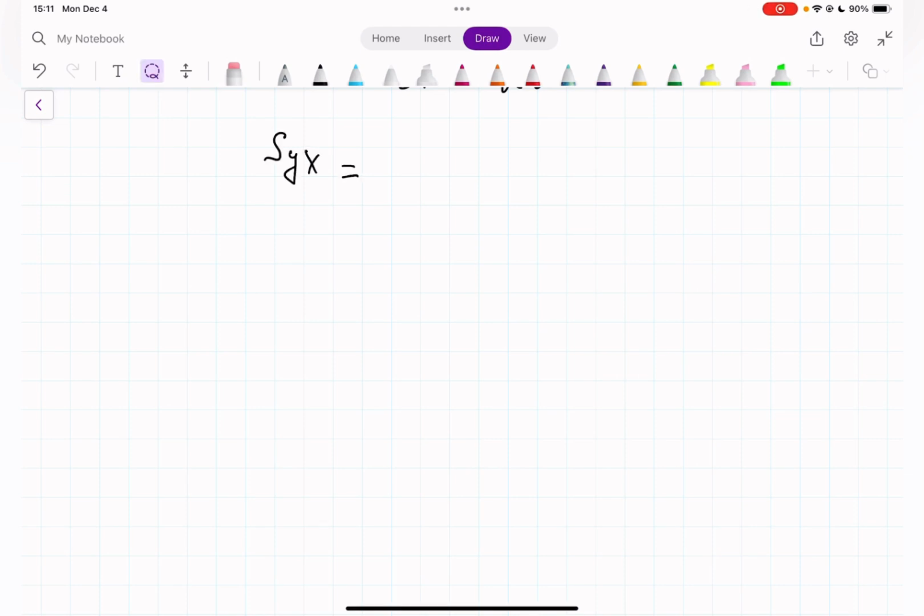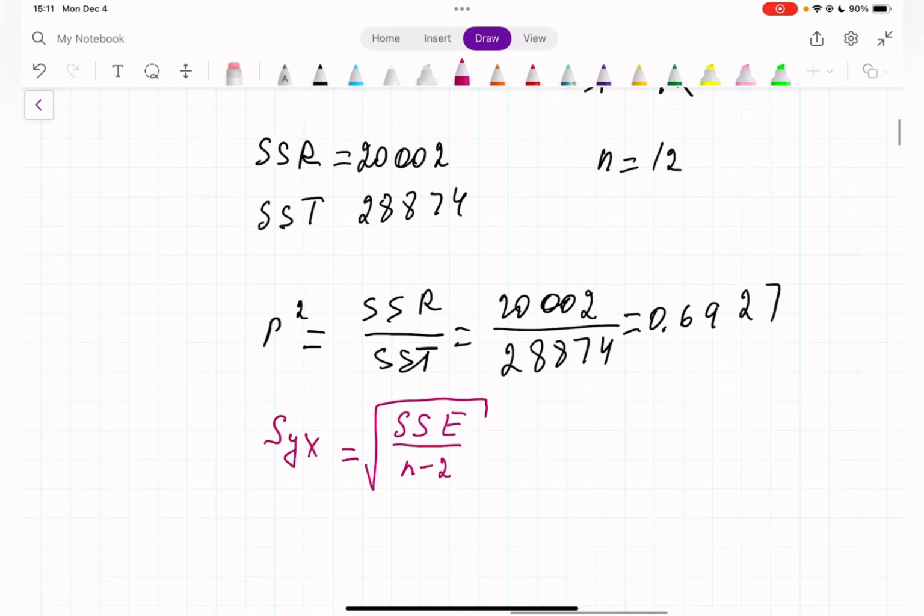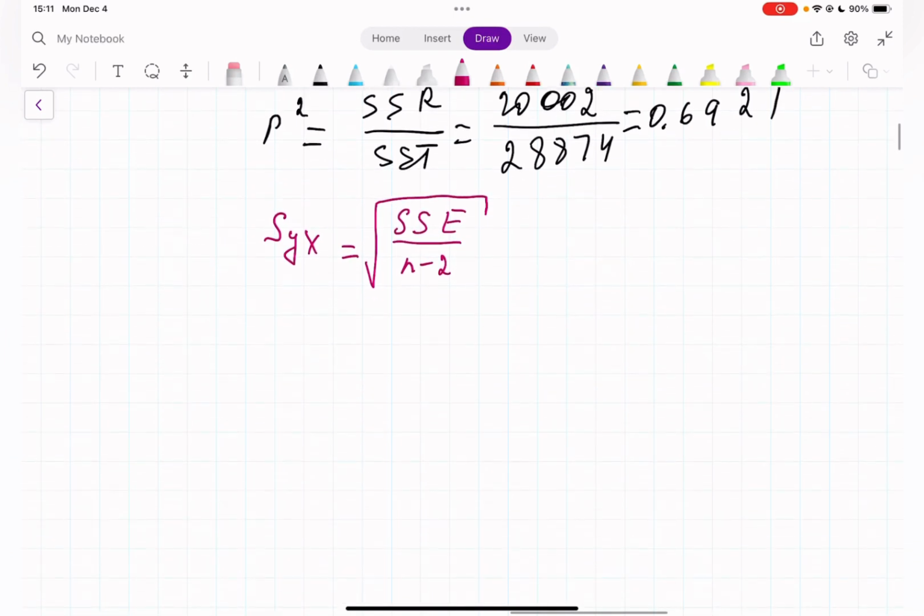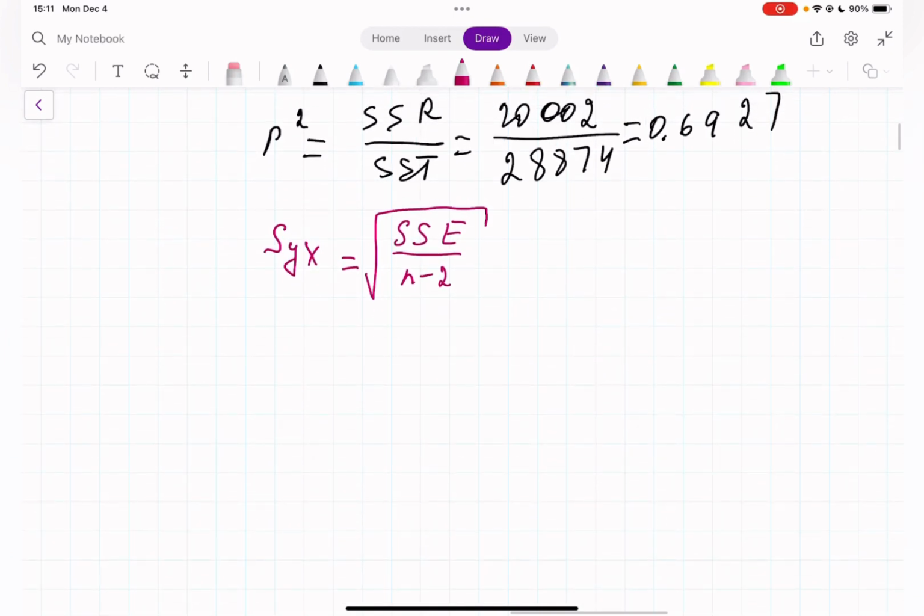Let me write the estimate formula in red color: S_YX is equal to the square root of SSE over n minus 2. Now, how much is our SSE? We are not given SSE, so we need to find it out.